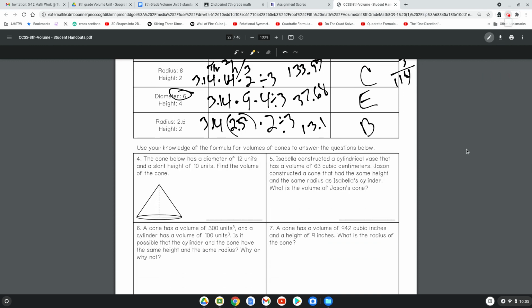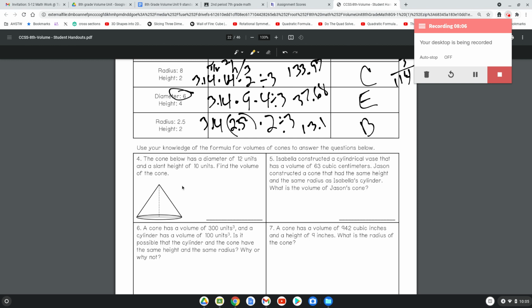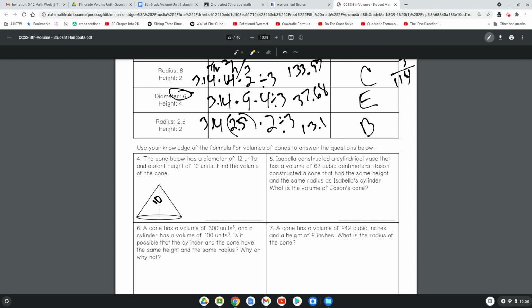Okay, next one. Some story problems here. The cone below has a diameter of 12 and a slant height of 10. Find the volume. So the height is 10. The diameter, which is all the way across, is 12. So we want to find the volume of the cone. So the cone is a third of the cylinder. So we know we're going to divide by 3.